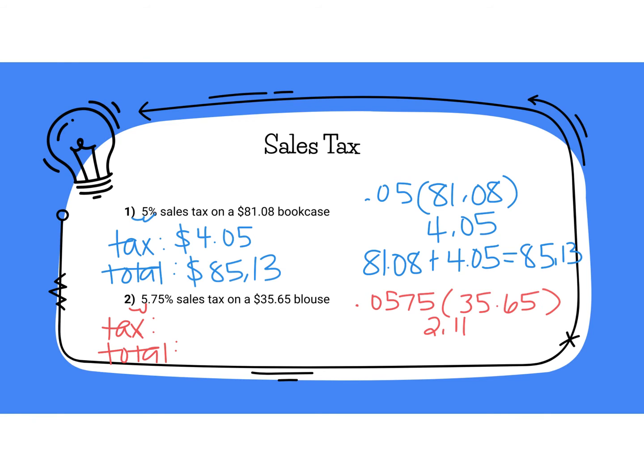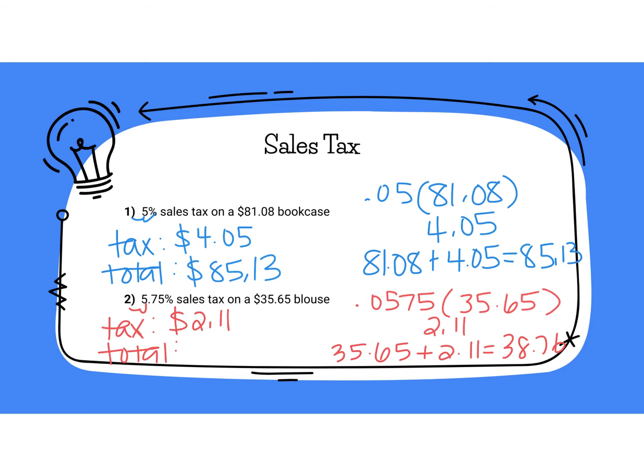From here, I'm going to multiply that to my total purchase cost prior to taxes being applied. Once I multiply 0.0575 times 35.65, that gives me 2.11. 2.11 is going to represent the total tax amount, so that's $2.11 that I'm going to pay on taxes on this $35.65 blouse.